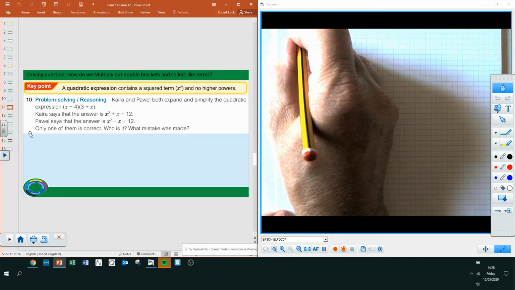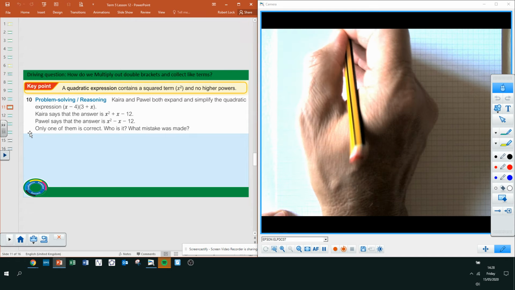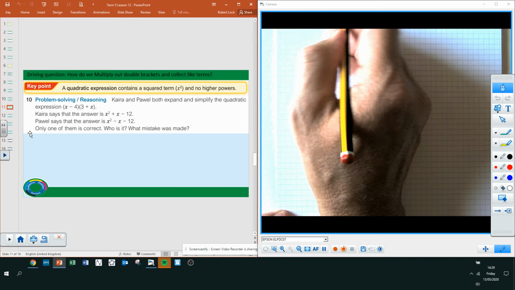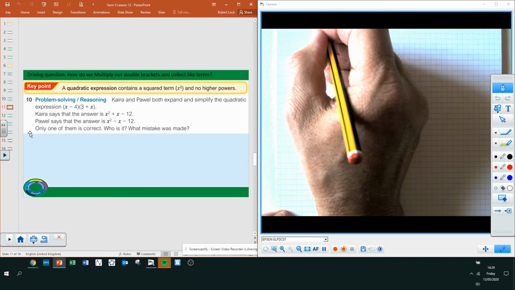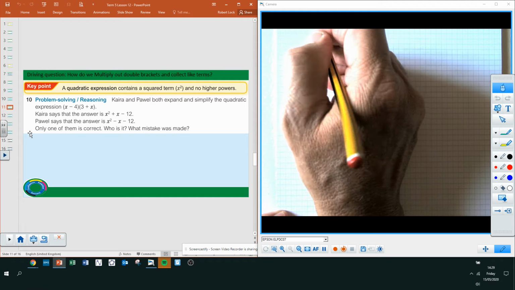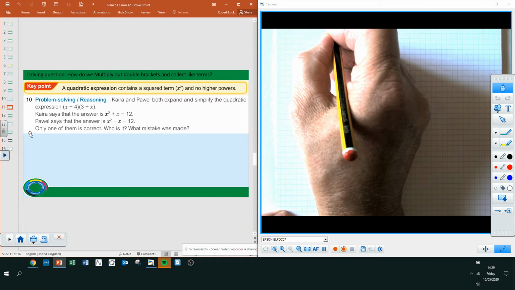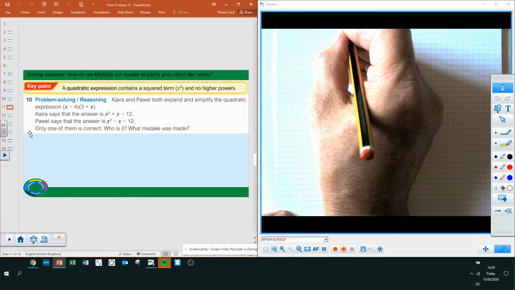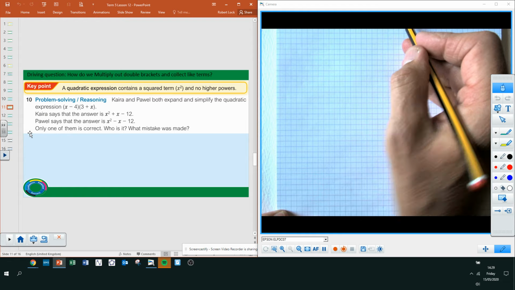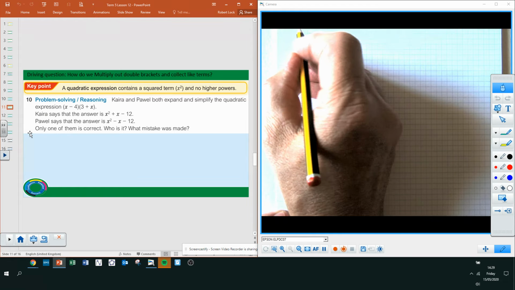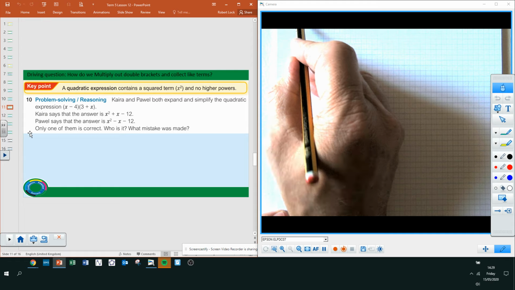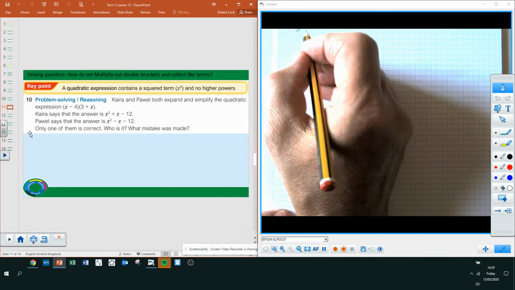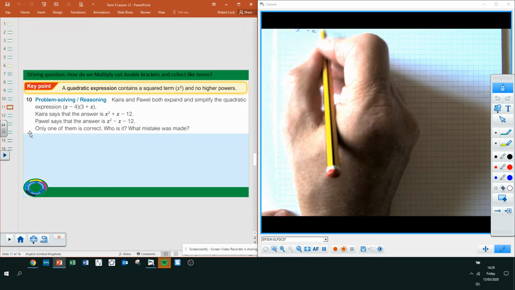x times 3, 3x. x times x, plus x squared. Minus 4 times 3 is minus 12. And minus 4 times x is minus 4x. Simplifying through here, x squared. A single x is on there. Minus 4x, 3x. 3 take away 4 is minus 1. So minus x, minus 12.